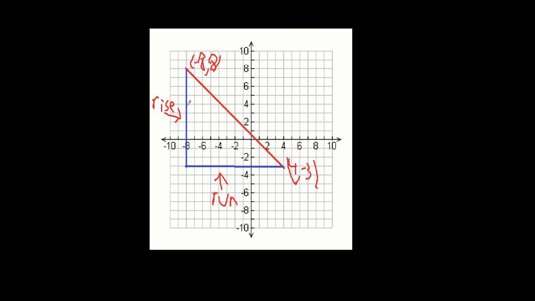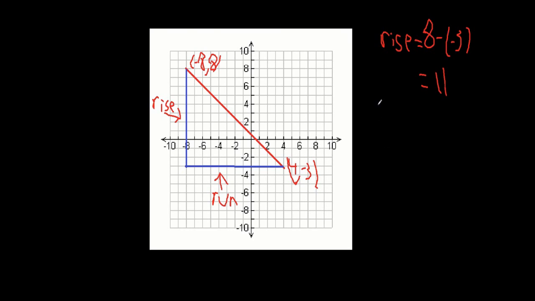To calculate the rise, we would have to subtract our y coordinates. We could do this by taking the coordinates of this point here, using -8 and 8 first rather than 4, -3. So we have 8 minus -3. That's our second y coordinate. So that gives us 11.